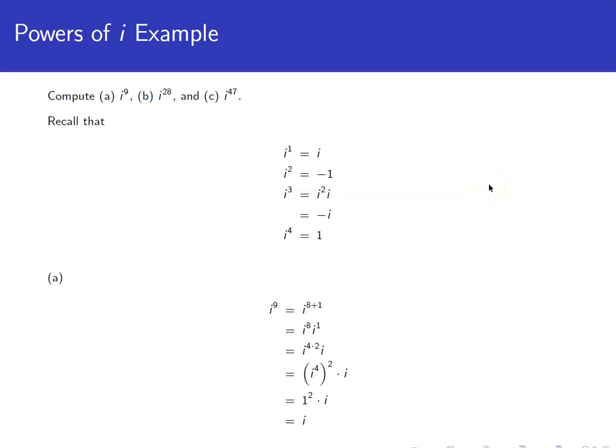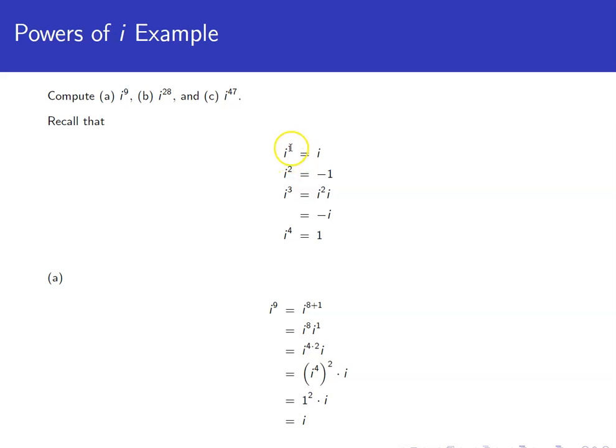In this video, we're going to look at an example of computing some various powers of i. So this one asks us to compute i to the 9th, i to the 28th, and i to the 47th. We're going to go through this painstakingly, but remember that you could just divide these exponents by 4 and look at the remainders, and then look at the pattern that we have for the remainder.